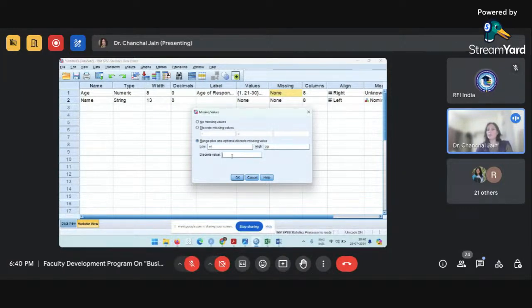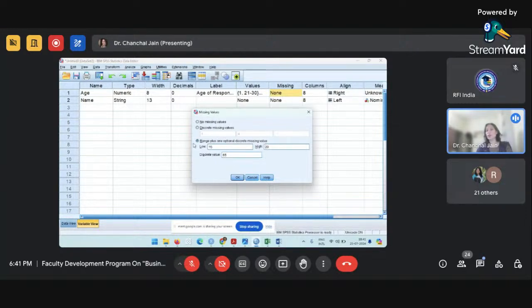One more extra, suppose I have found there are people who are above 65 or maybe 65 something. So I have written clearly, people those who are of the age 65, they should not be included in my analysis, right? So that way you can use this missing values option if you do not want to include any of the category in your analysis, using the discrete or using this particular range plus one extra discrete missing value.